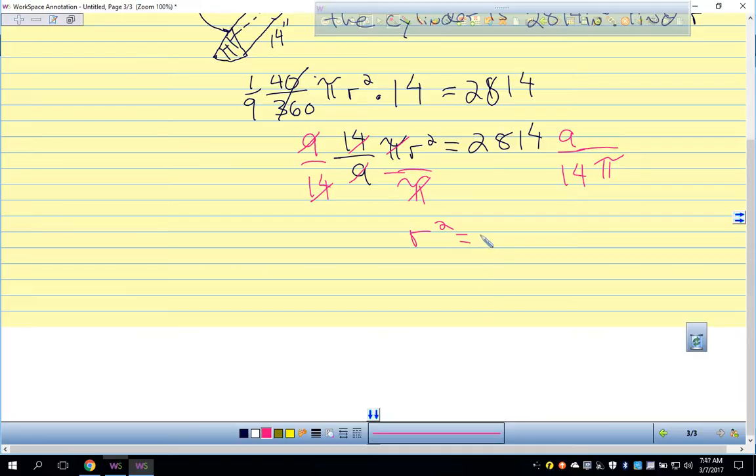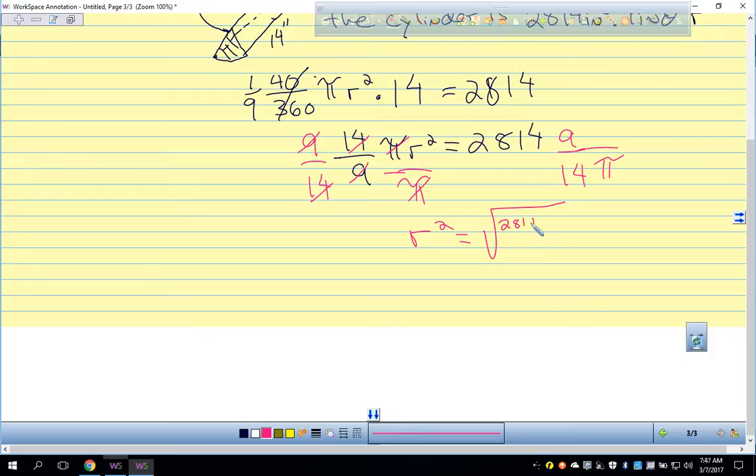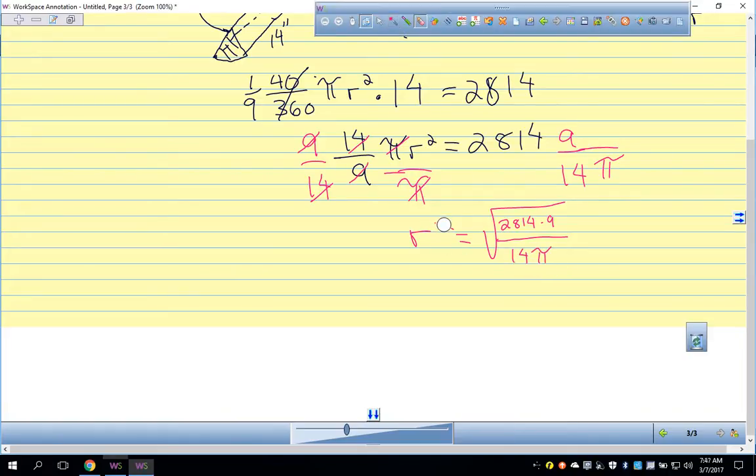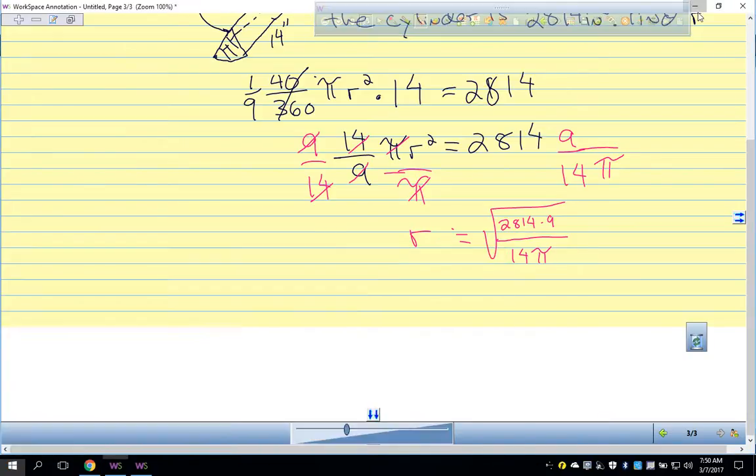It's kind of nice to put this all into your calculator in one chunk. R squared is equal to the square root of 2814 times 9. I mean, not r squared, r is equal to this. So then you could just plug that all into your calculator, if you have a nice calculator, like I do. Let's see if I can find a nice calculator.